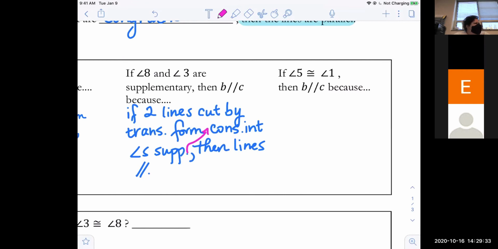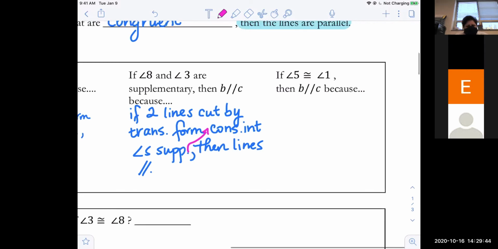Sometimes I think it's easier to think about what kind of angles they are before you say how they're related. So that's why I write it in that form. But as long as you get the consecutive interior in there and you get the supplementary in there, the order of those two doesn't matter.